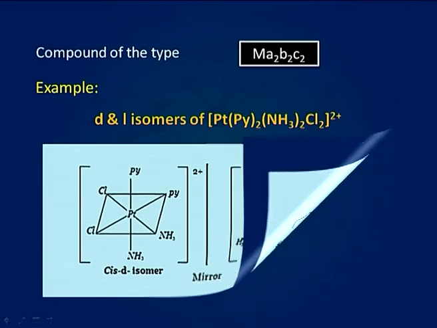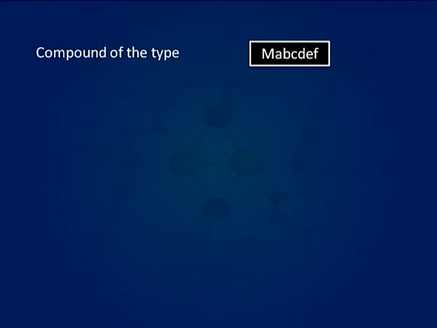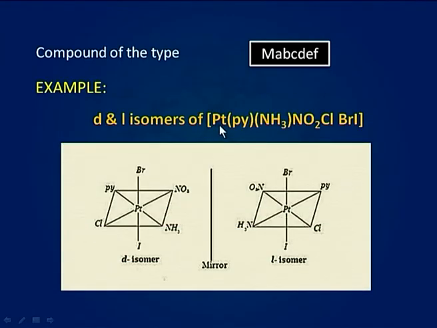L forms. Let us take the compounds of the type M(ABCDEF), where M is the metal ion and A, B, C, D, E and F are 6 different types of ligands. An example of this type of complex is [Pt(py)(NH3)(NO2)(Cl)(Br)(I)]. You can see the mirror image of this complex is non-superimposable. Therefore, this type of complex has optical isomerism and exists in D and L forms.